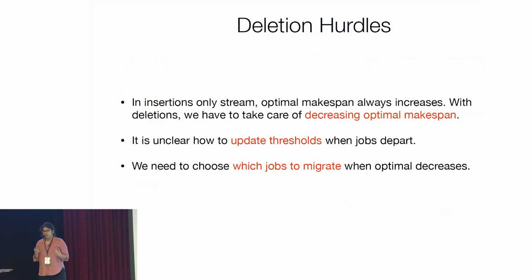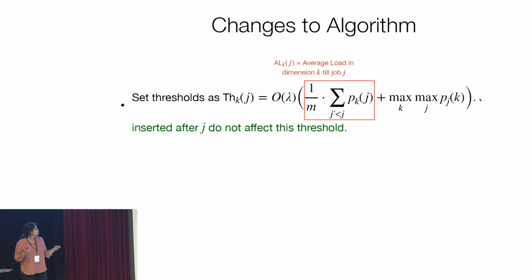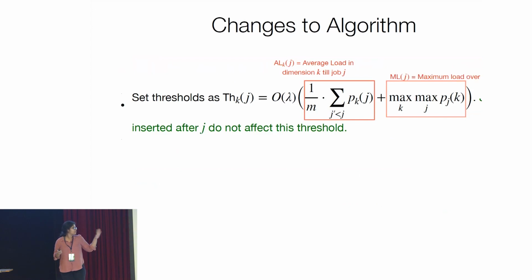First of all, we're going to change our thresholds to be something similar to, not exactly monotone, but we're only going to make these thresholds depend on the jobs which have come before job J. So any job which is coming after job J is not going to affect the threshold for job J. In some sense, we're setting job-dependent thresholds. And then we'll see how these affect the algorithm. And this is just going to be the maximum load over all jobs in all dimensions.